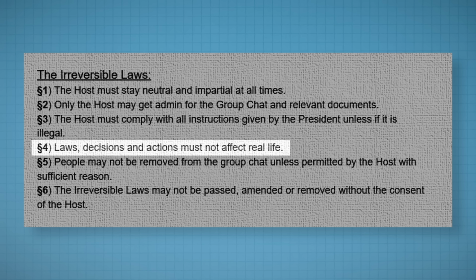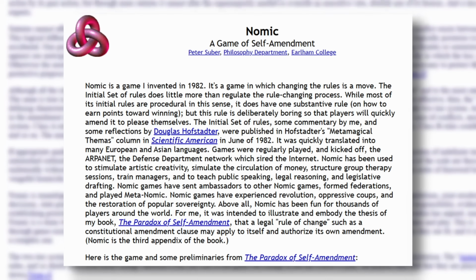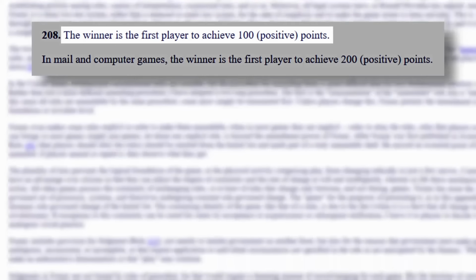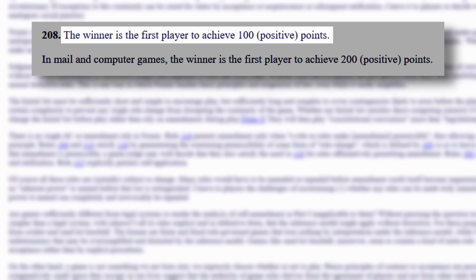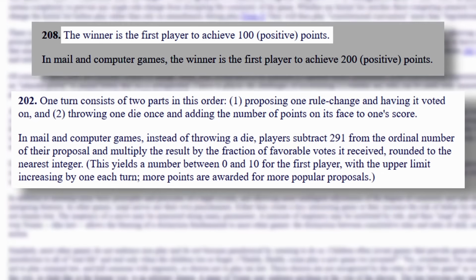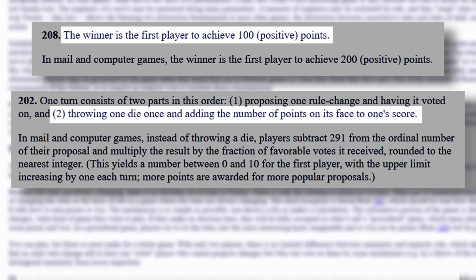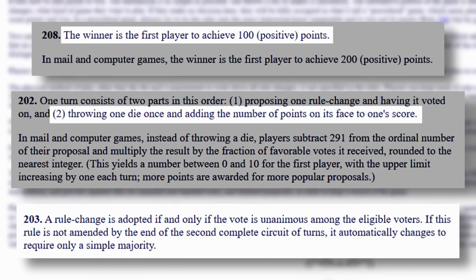I didn't know it at the time, but I'd inadvertently set up an experiment similar to the game of Nomic, a game invented in 1982 by Peter Suber. In that game, a player would win by becoming the first person to accumulate 100 positive points. How players did that depended on the rules of the game. By default, it was by accumulating points by rolling a die every turn, but players could propose changes to the rules, including how the game was won, when it was their turn.